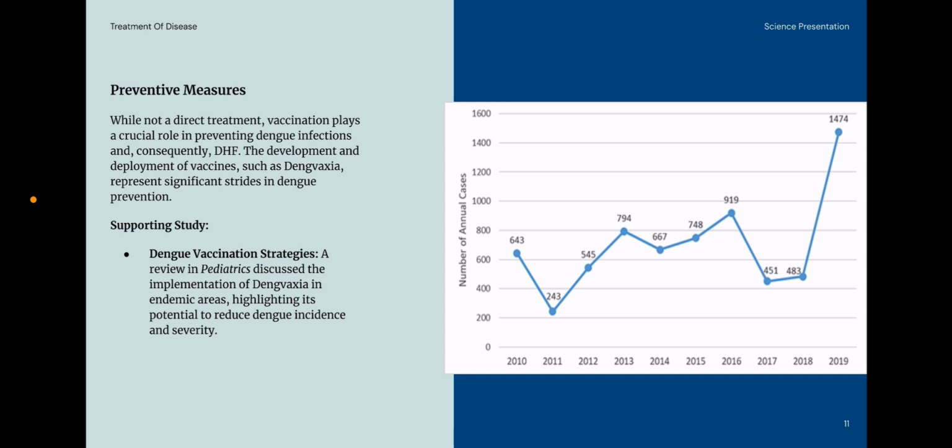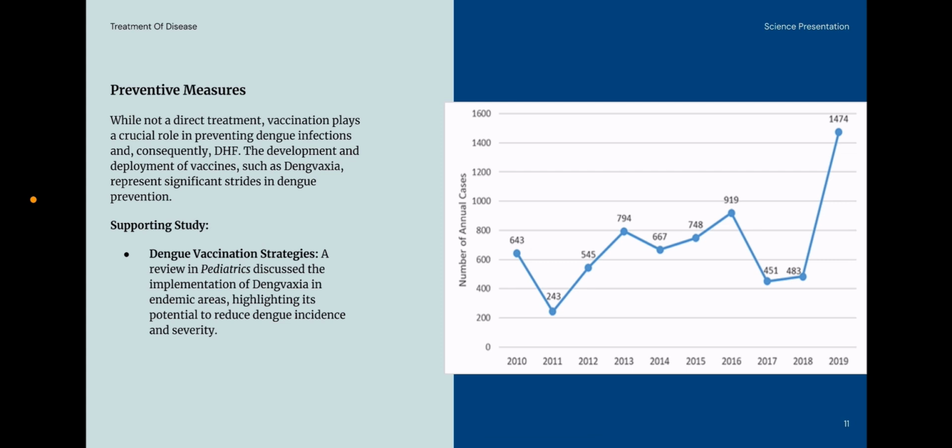As far as the treatment of the disease, a preventive measure consists of vaccinations. While not a direct treatment, vaccinations play a crucial role in preventing dengue infections. The development of vaccinations represents significant strides in dengue prevention. Dengue vaccination strategies are reviewed in the pediatrics literature, which discusses the implementation of the dengue vaccine in epidemic areas, highlighting its potential to reduce dengue incidence and severity.